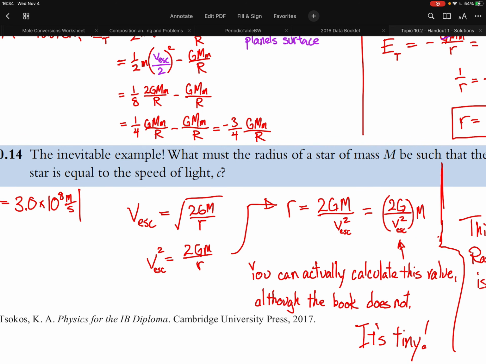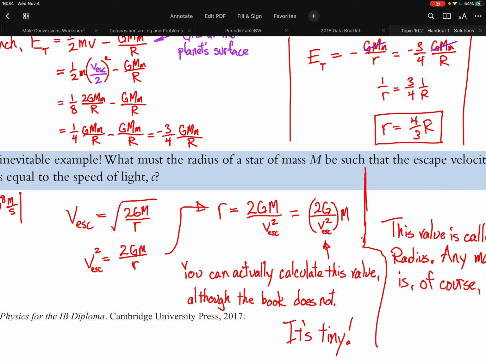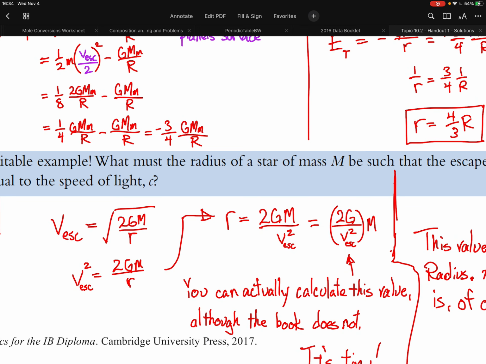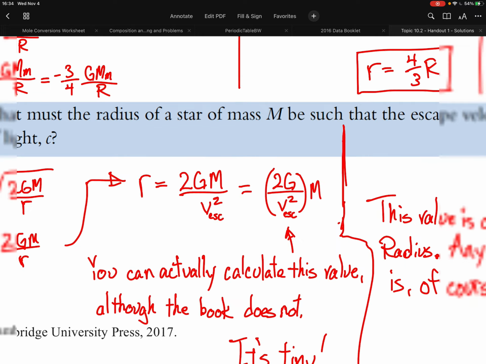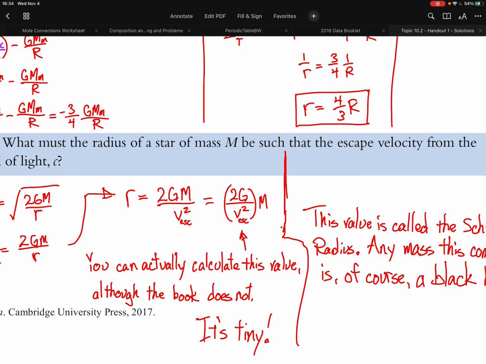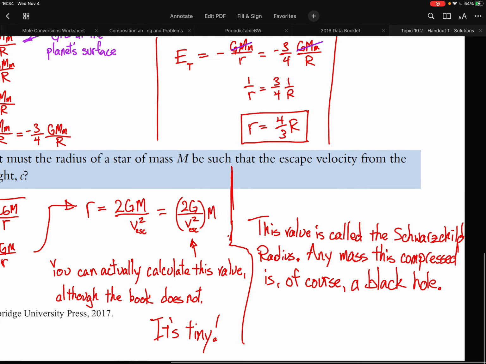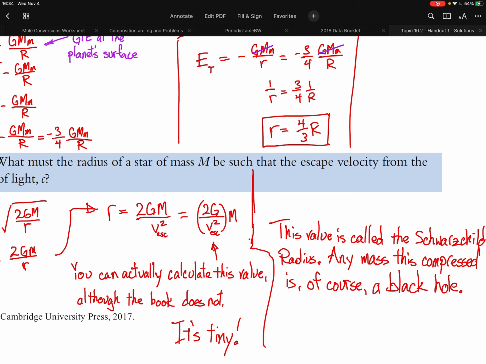Okay, we then just do a bit of algebra, and we rearrange it like so. I don't really feel the need to walk you through it. It's fairly straightforward. So our radius then is going to be equal to 2 times the gravitational constant times the large mass divided by escape velocity. And this is obviously going to produce a very, very tiny value. If you want to calculate it, go for it.